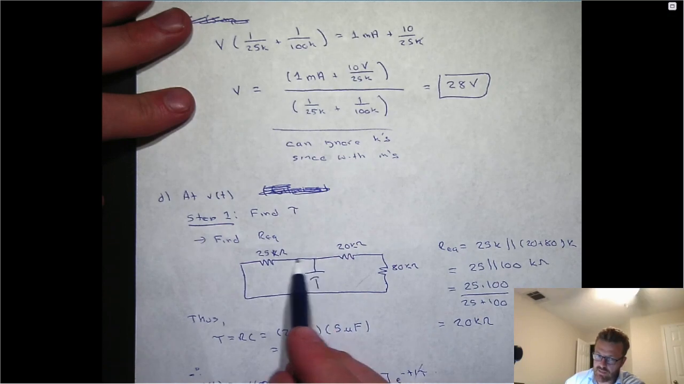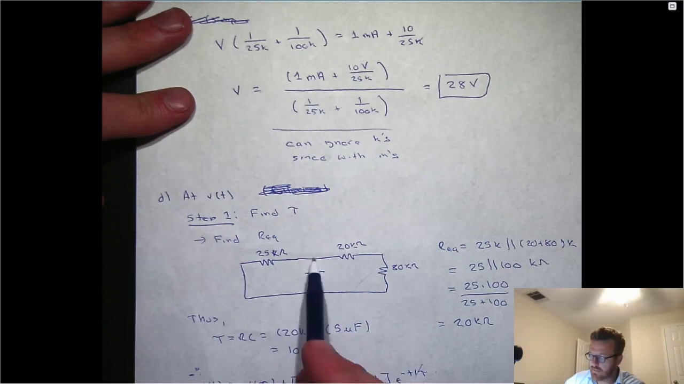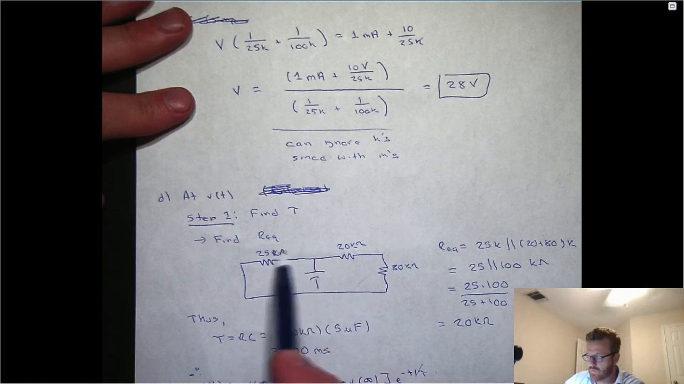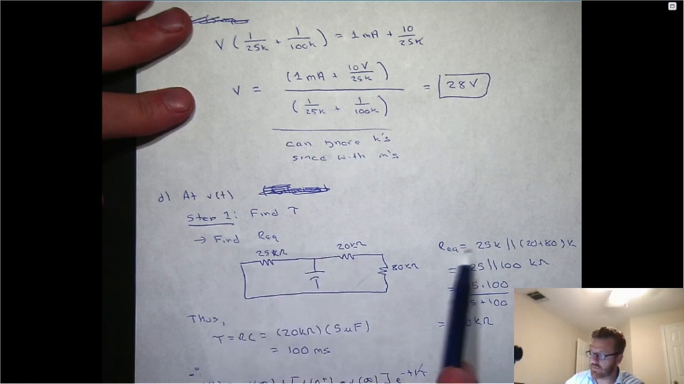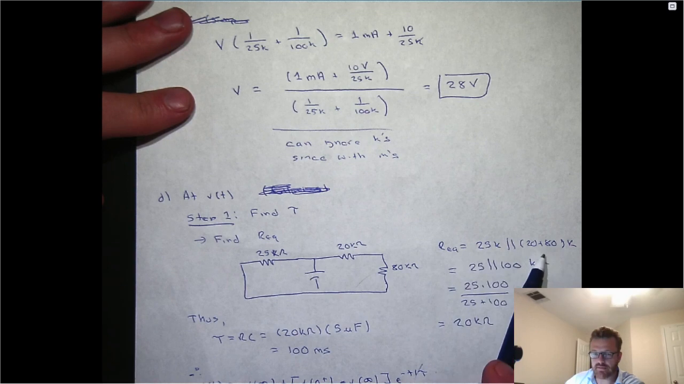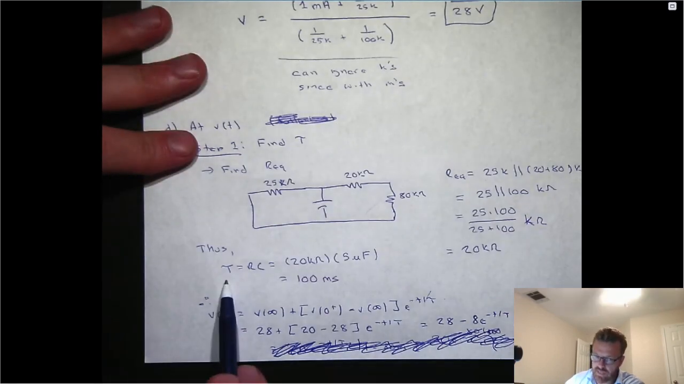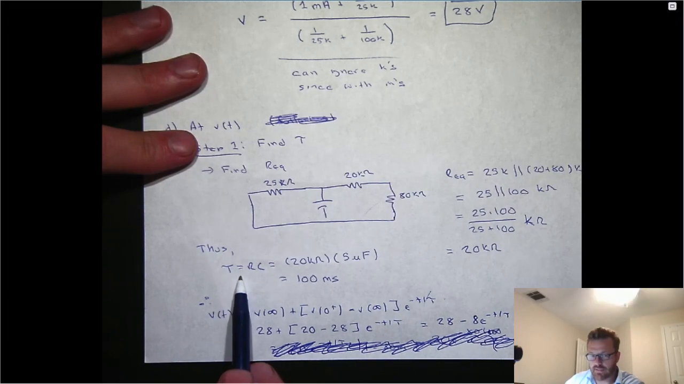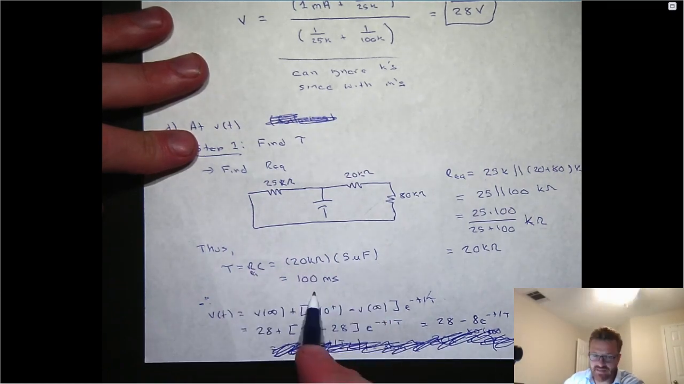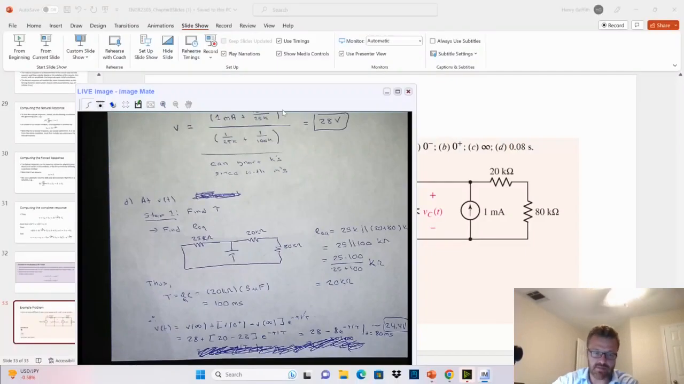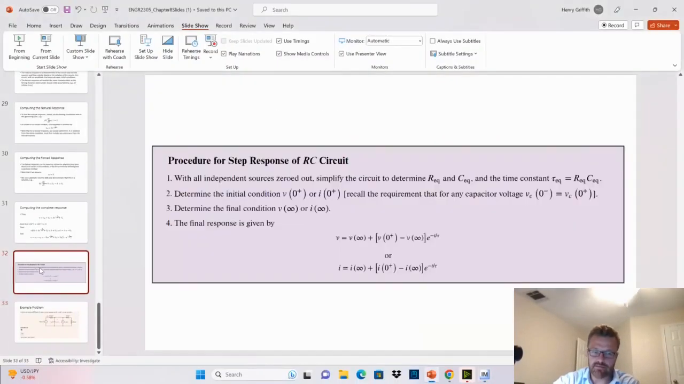Notice if current goes from here and it's got to go back to the bottom, it's got a branching choice. So the 25K is in parallel with the 20 plus 80. Do your math, you'll get 20 kilo ohms. Now, when you want to compute the actual time constant, that's just going to be the resistance value times the capacitance value, REQ. So 20 kilo ohms, times 5 microfarads is going to be 100 milliseconds.